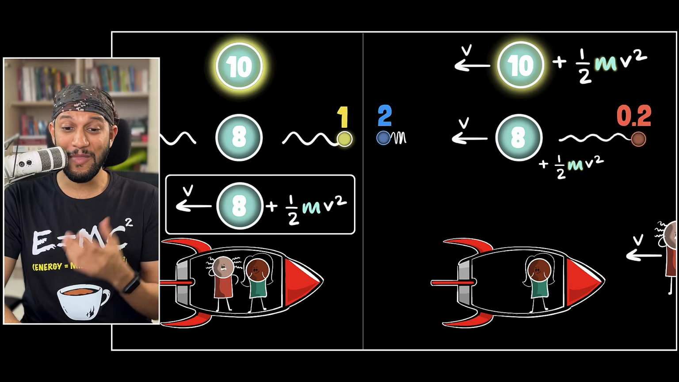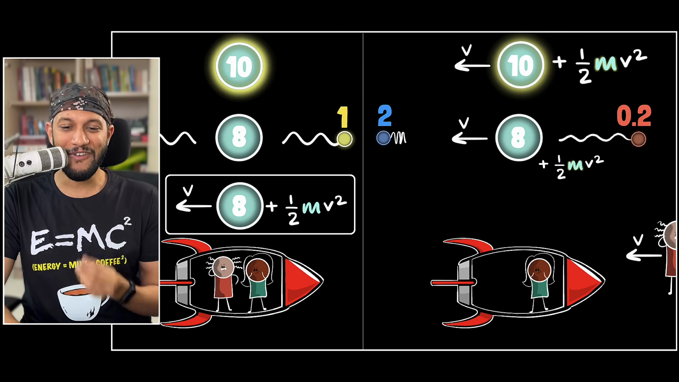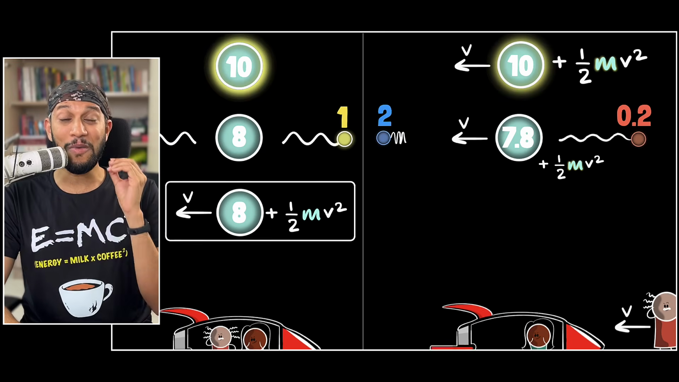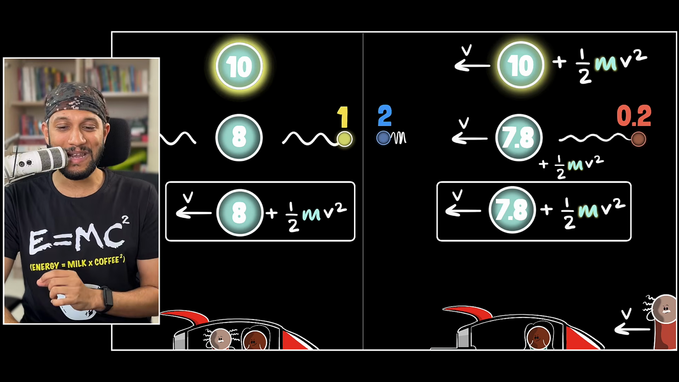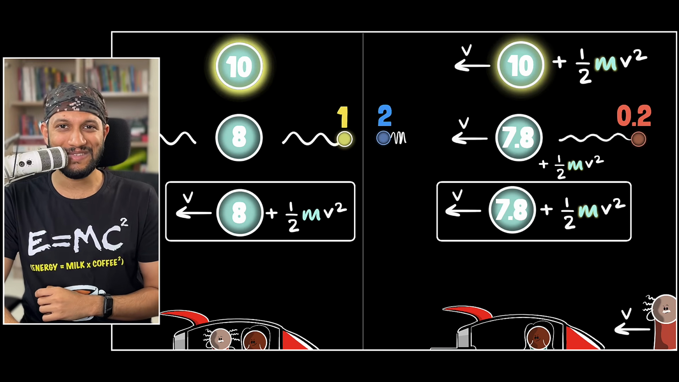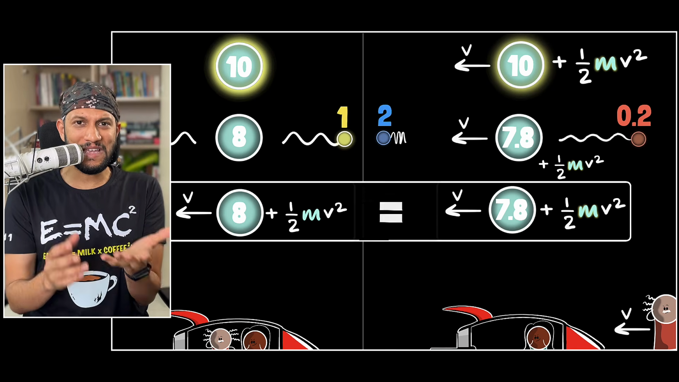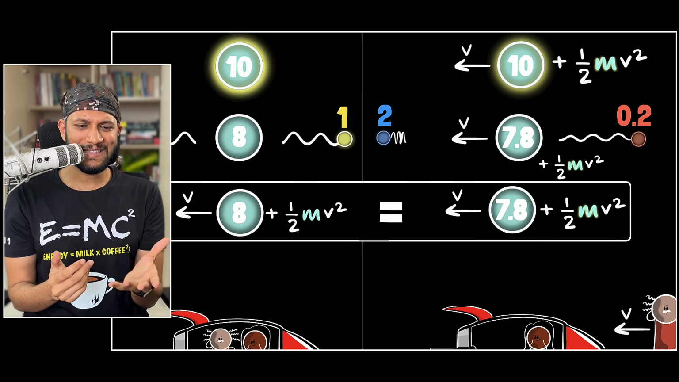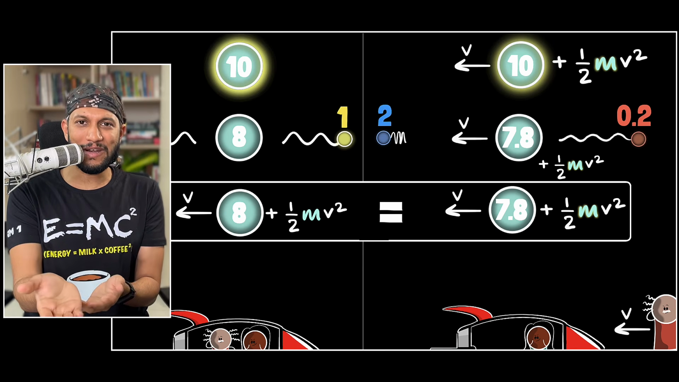So from her frame, this atom lost 2.2 units of energy, and therefore she would claim that the final energy of this atom would be 10 minus 2.2, which is 7.8 units of energy. And therefore, from her frame, she would suggest that the energy of the atom would be 7.8 plus half mv square, moving towards the left. But wait a second, Einstein. These two energies of the atoms are supposed to be equal to each other, right? Because they are now in the same frame together, they're looking at the same atom. And Einstein says, yes, they're supposed to be equal, but how can that be equal? This equation says that 8 should be equal to 7.8, which is impossible.